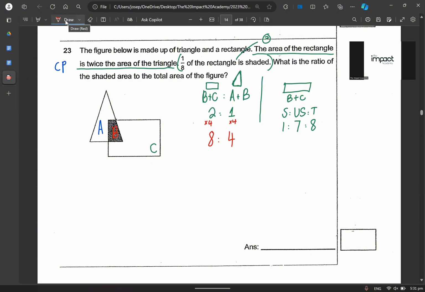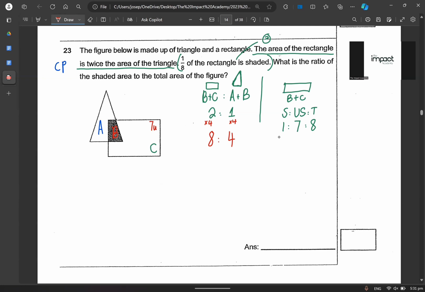I ask you a question. A plus B is how much? What is the unit of A plus B? 4 units, right? Correct or not? Okay. We already know that the shaded is what? Shaded is 1 unit, right? All right. So shaded is 1 unit. Then unshaded is 7 units, right? True or not? What else?